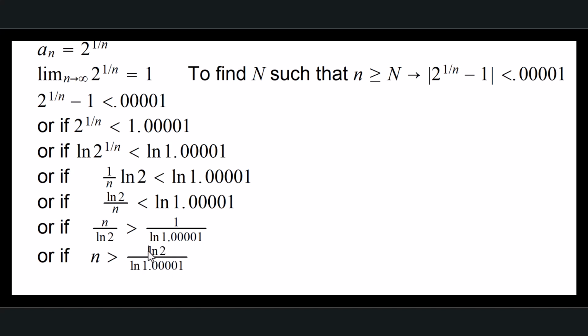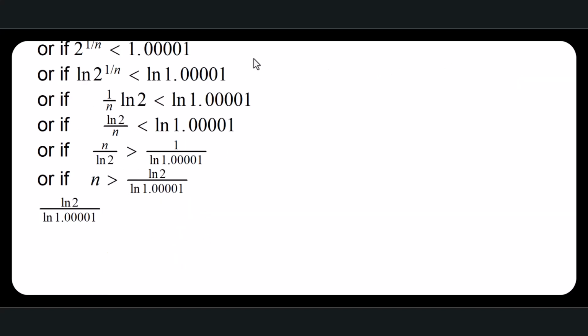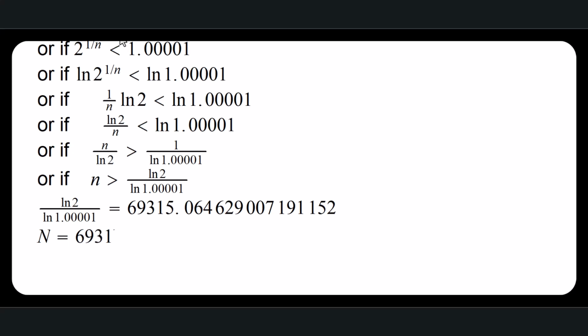And this is going to be what? So this is about 69,315. So our n in this case has to be this large. And of course, you can see we have experienced it in this discussion series enough. That is, it may even be much larger than this.